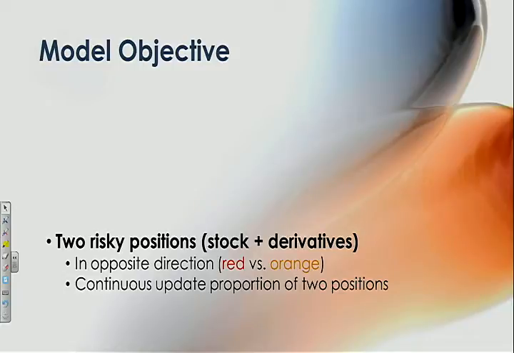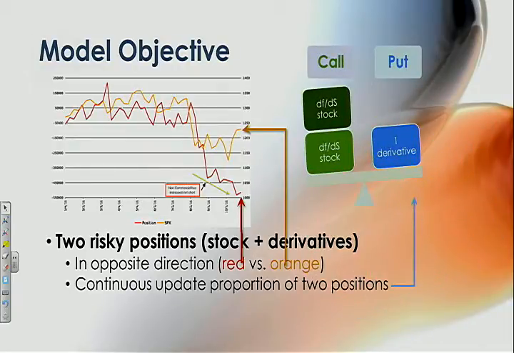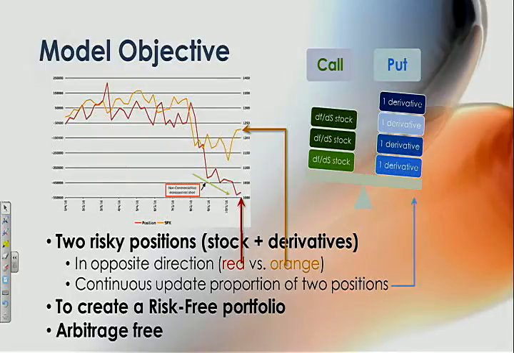The objective of the Black-Scholes model is that if you take two risky positions together in the right proportion and form a portfolio, you can eliminate risk totally. The rate of return of this portfolio should equal the risk-free rate to avoid any arbitrage opportunity. And the result of this led to the development of the option pricing formula we showed in the last slide.